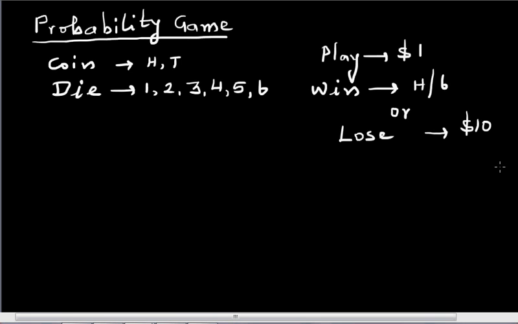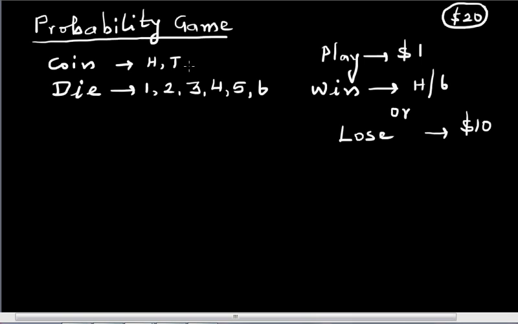Now, say you have got $20, and you want to play with all of this $20. If you play 20 times, what's the chance of winning $10 or more? That's the game. To play this game, you will have to make up a table. One more thing: if you have a coin and a die, you can use them.